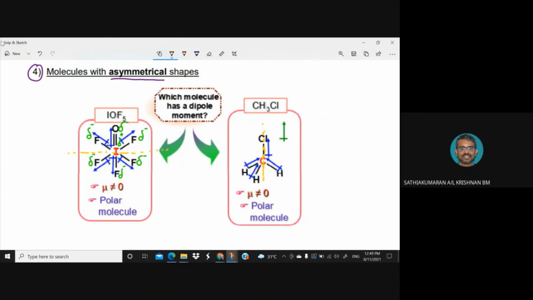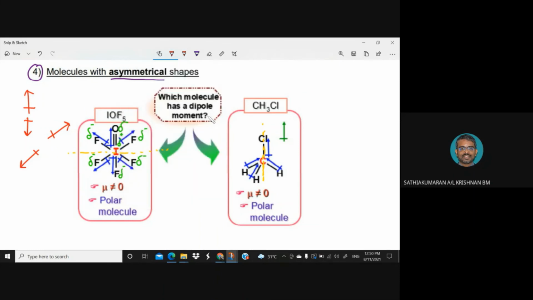Which bond dipoles can cancel out each other? This one and this one can cancel out each other. This one and this one can cancel out each other. But this one, which is going up, and this one, going down, cannot cancel out each other because the electronegativity of the atoms is not the same. One is O, one is F. The tendency to attract electrons is not the same.